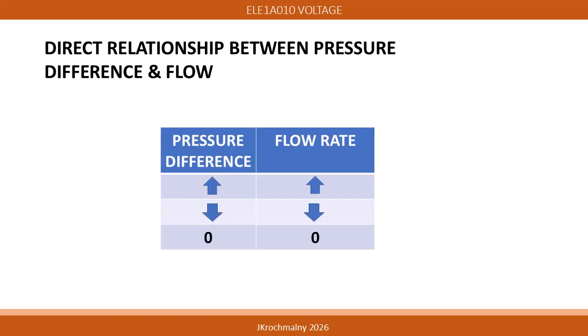We can now conclude 3 things about pressure difference and the resultant flow rates. For every increase of pressure difference, there will be an increase of flow rate. For every decrease of pressure difference, there will be a decrease of flow rate. If there is no pressure difference, there will be no flow.